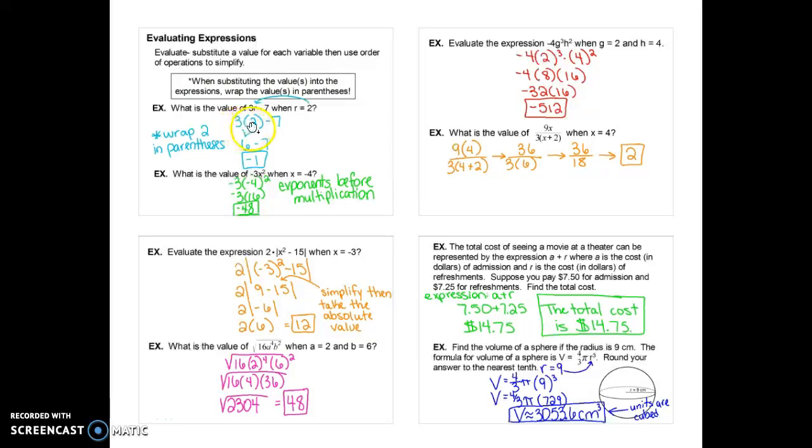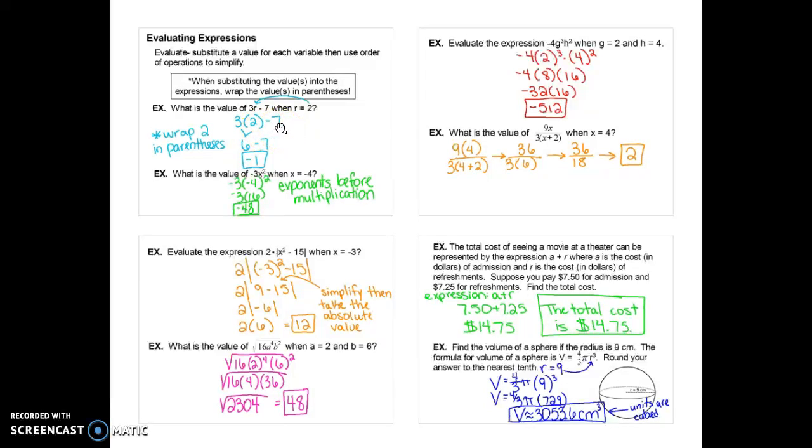So I have 3 times (2). Now again, if you notice, this 2 is wrapped in parentheses because that's where I replaced the r. Okay, so anytime you are substituting numbers in, you want to make sure you are wrapping them in parentheses. So I have 3 parentheses 2 minus 7.